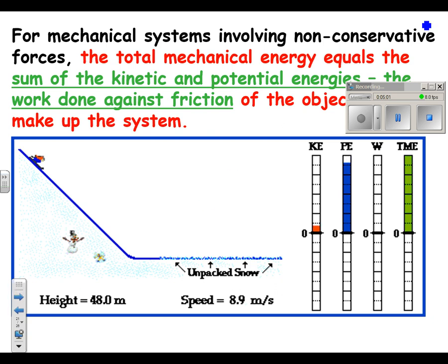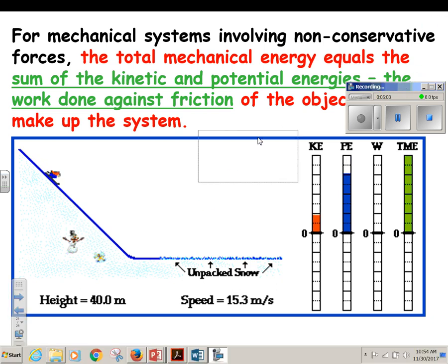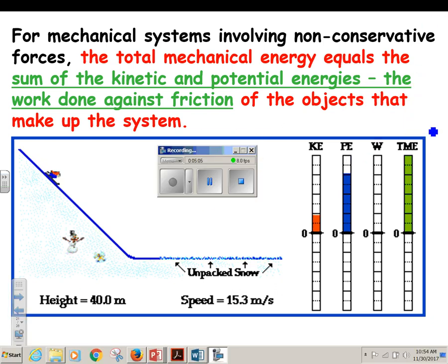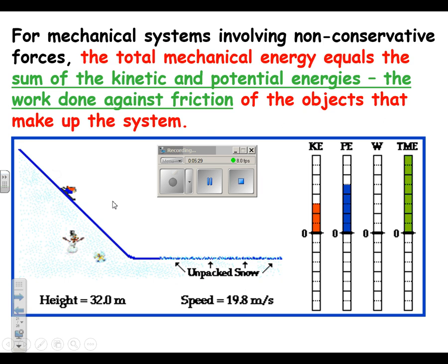Okay, so for mechanical systems involving non-conservative forces, the total mechanical energy equals the sum of the kinetic and potential energies minus the work done against friction of the object. Because friction, remember, is a negative work. It's going to cause a negative work value. So you're really looking at the total work minus the negative work, and then that'll equal your final work.